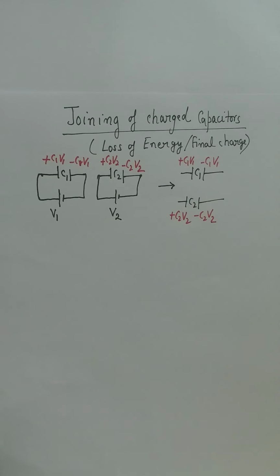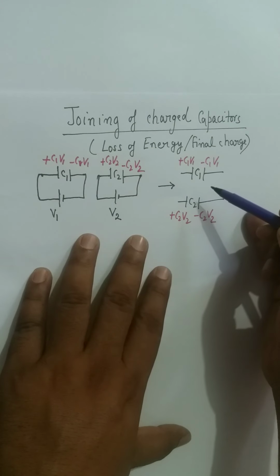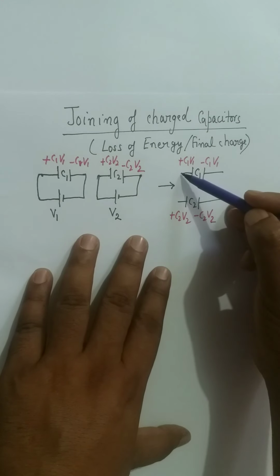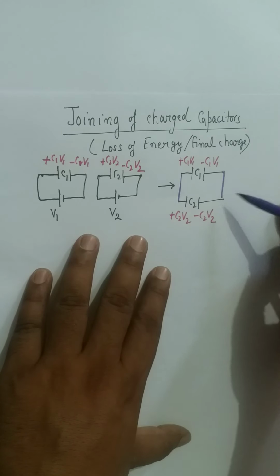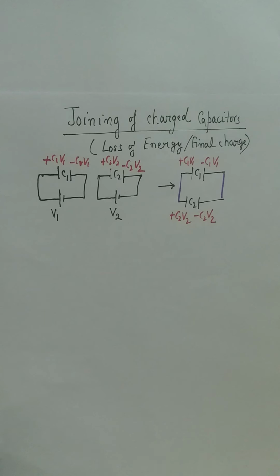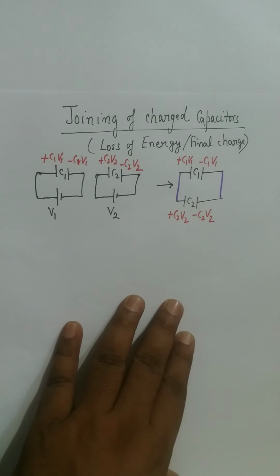And now we are going to connect these two capacitors. The first method is to connect the positive plates together and connect the negative plates together. Now the two capacitors will rearrange themselves and they will redistribute the charges.